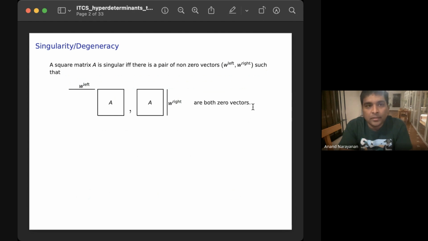familiar definition, that of singularity of square matrices. So given a square matrix, it's singular if there is a non-trivial kernel. And I'm going to phrase this slightly differently and say that it is singular if there is a pair of vectors where one is in the left kernel and one is in the right kernel. Right? So this is equivalent.